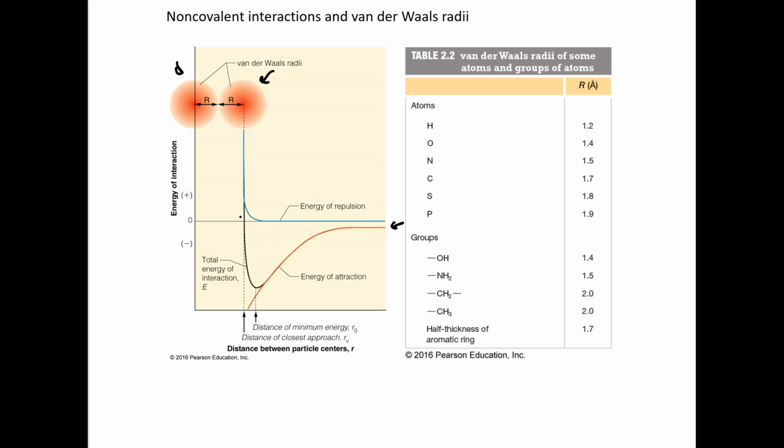So we have two interacting components here. You want them to be close enough that you can have an attractive force, but you can't get them so closely packed that you're interfering with van der Waals radii.